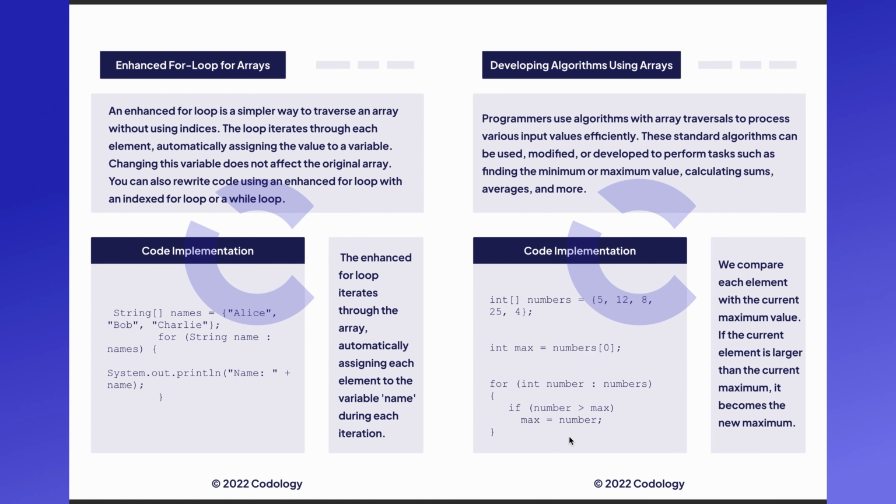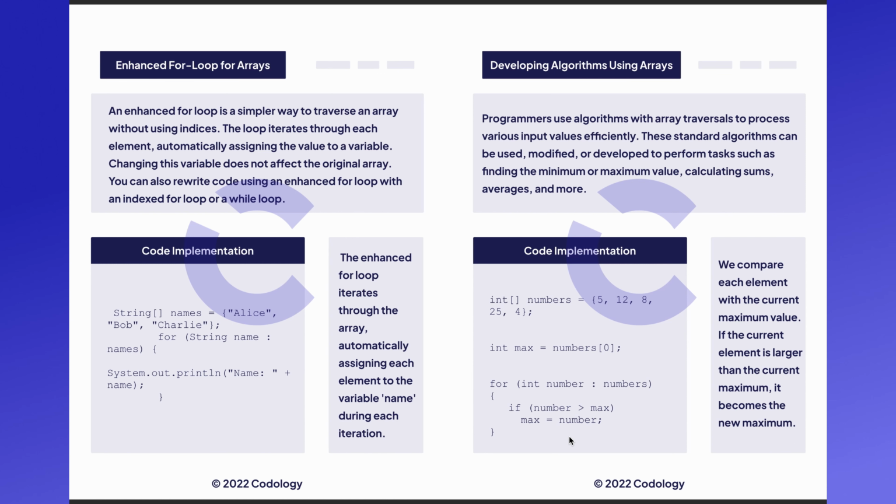Enhanced for loops are another type of iteration that makes traversing an array a little bit easier because you don't have to worry about indices. This loop iterates through each element, assigns the value that you're at in the array to a variable, and then you can use that variable in your code, and then it will loop back and keep going until it's reached the end of the array. So if you change this variable, because it's copied, it doesn't affect the original array. And you can also rewrite code using an enhanced for loop with an index for loop or while loop. They basically do the same.